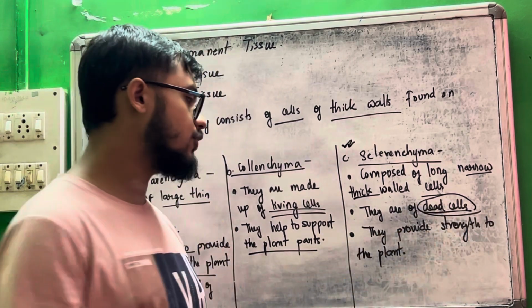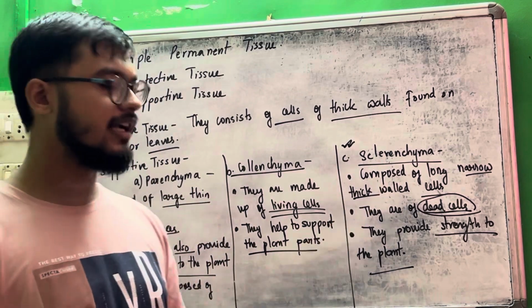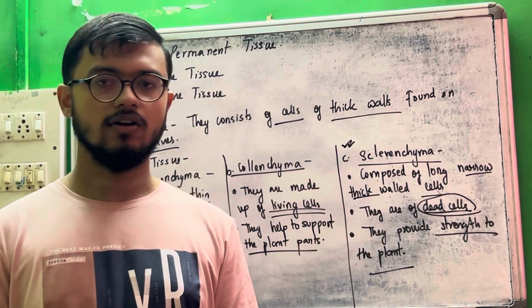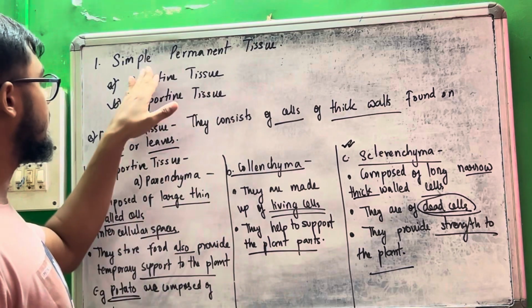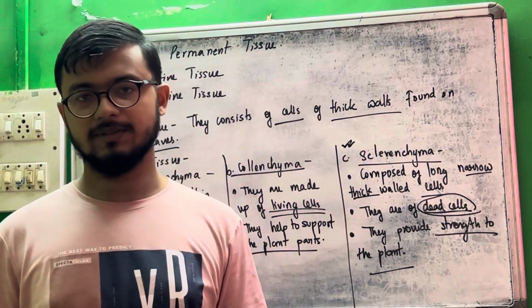Next, they provide strength to the plant. Sclerenchyma cells provide strength to the plant. Okay, this is about simple permanent tissue. In the next video, I am going to discuss complex permanent tissue.